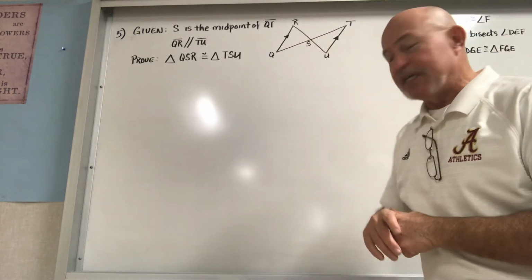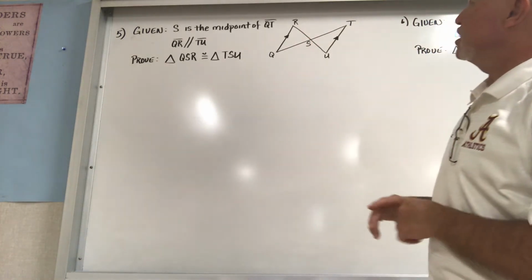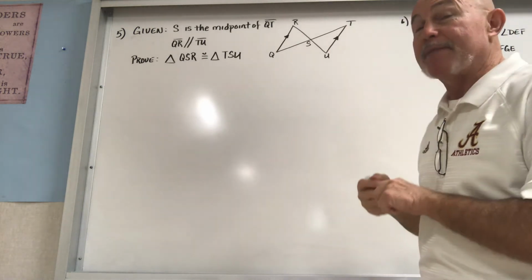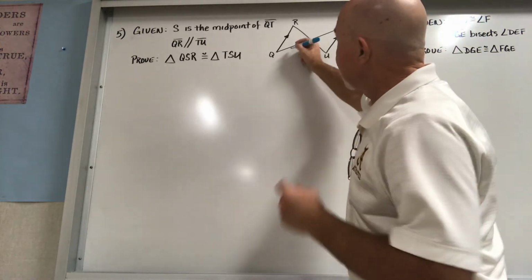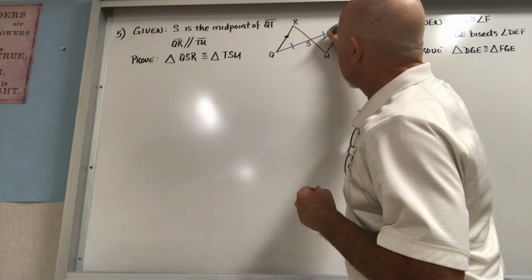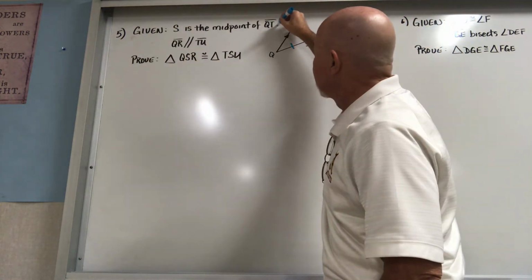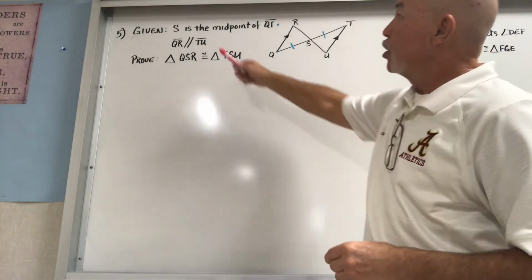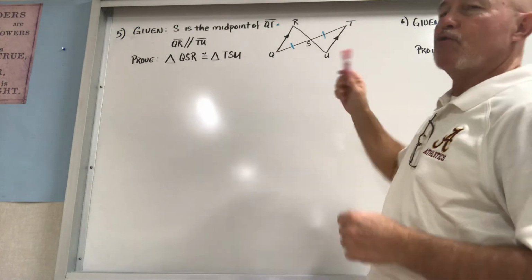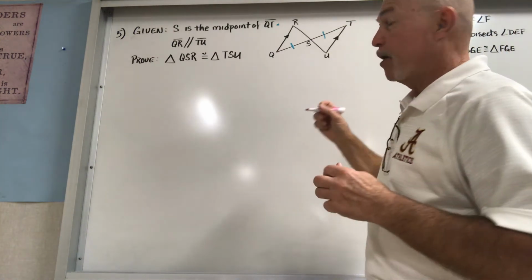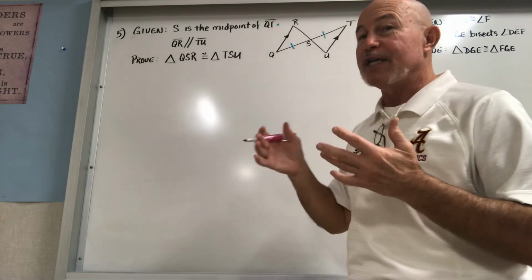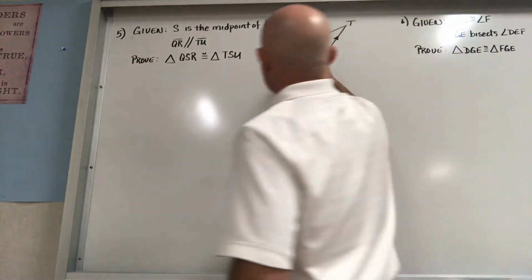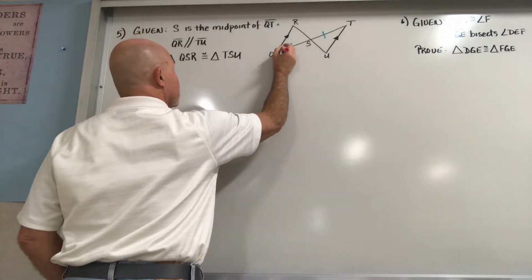On this, the given information is that S is the midpoint of QT. If something is a midpoint, that means we have two equal parts. So that means that QS and TS are equal to each other. That's that one right there. Then, QR and TU are parallel. Parallel lines give us alternate interior angles that are equal. For this particular example, I'm going to use these.